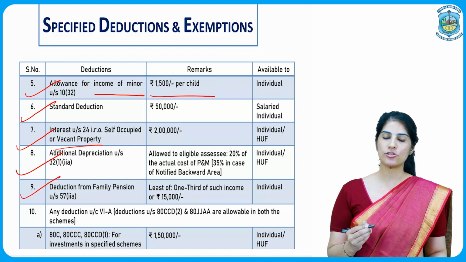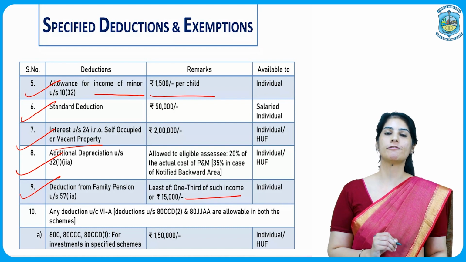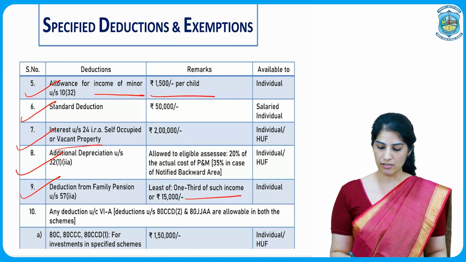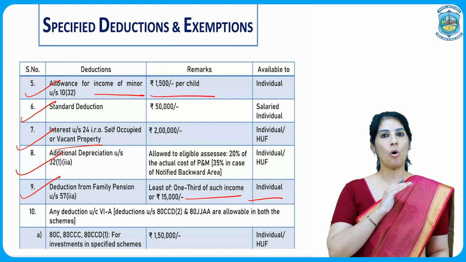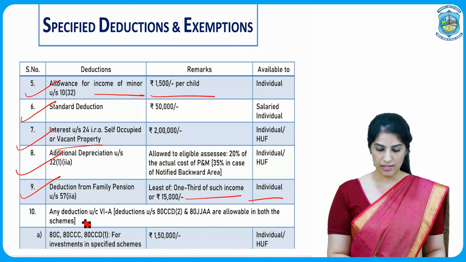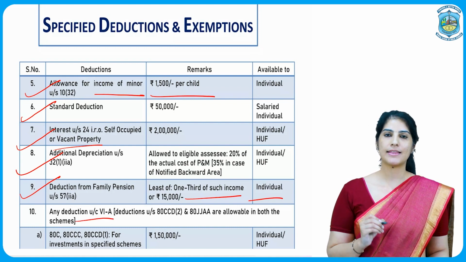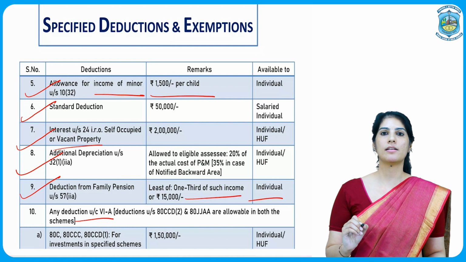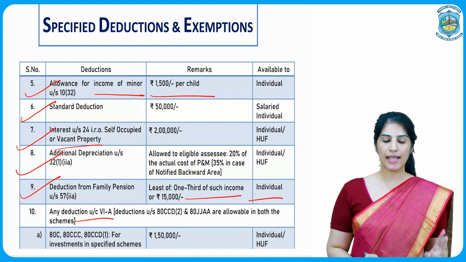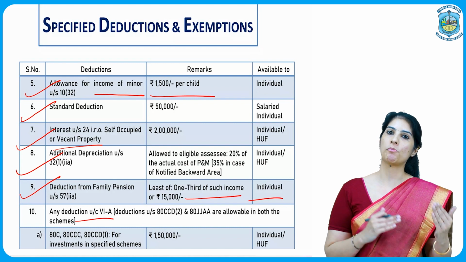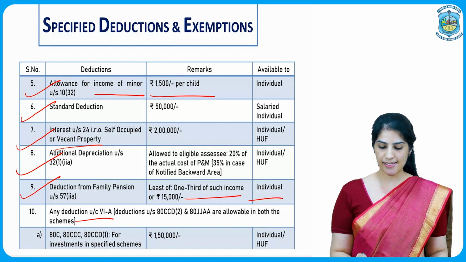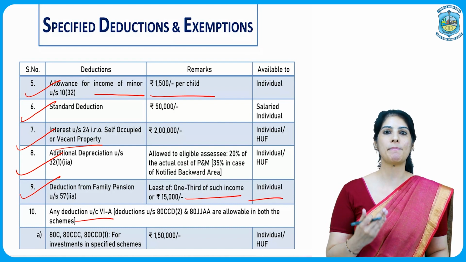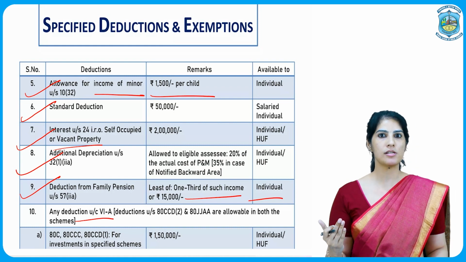Deduction for family pension, which was 1/3 of the pension or 15,000, whichever is less. This is the deduction, but it is not allowed under the new tax regime. All the other deductions under section 6A, that start from 80C to 80U, are not allowed under the new tax regime. But there are two deductions which are applicable for both. The first is 80CCD subsection 2. This deduction is regarding contribution to the National Pension Scheme, and it is allowed in both the schemes.